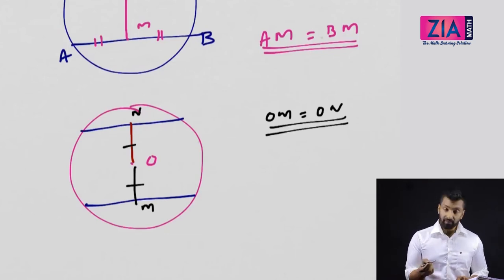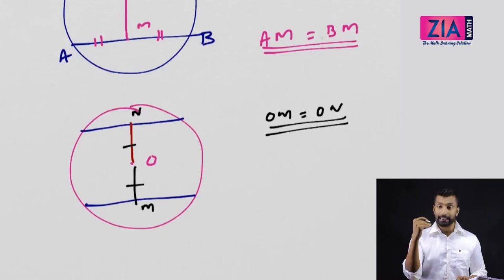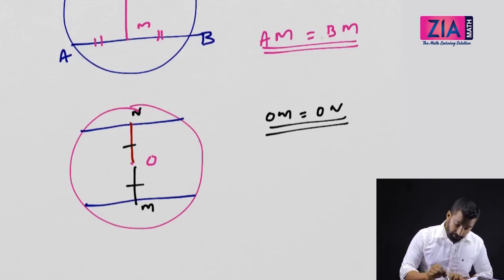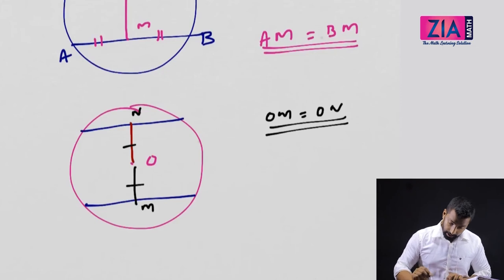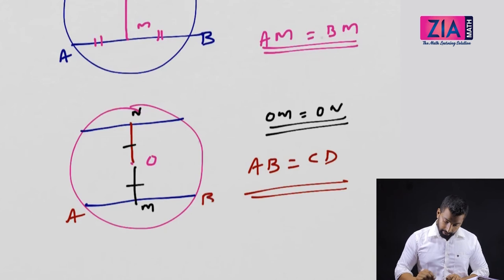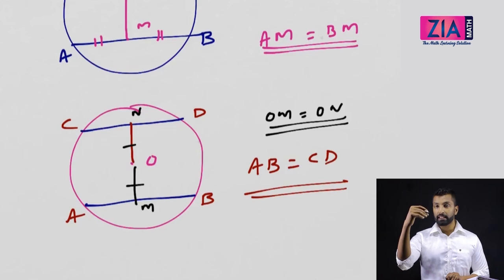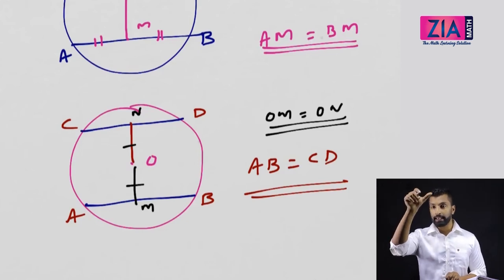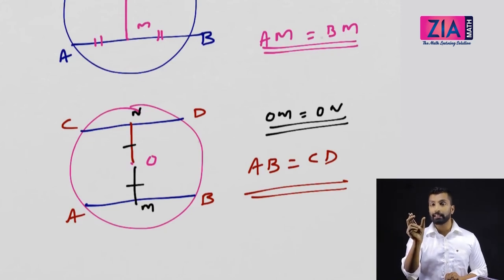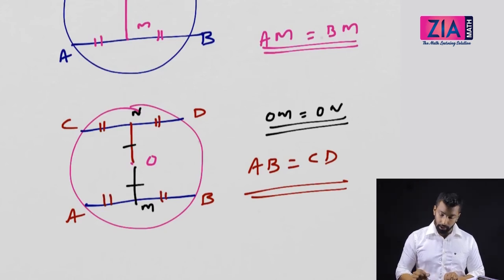If that is the case, the two secants are equidistant from the center. Then what is the property? The length AB will be equal to CD. See, this is AB and this is CD, so the two secants will be equal. From the center, if you place two secants, one on the top and one on the bottom at the same distance, the lengths of both secants will be the same. So obviously these two are equal and these two are equal.